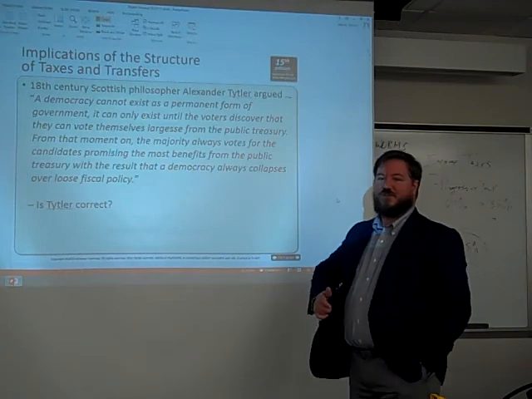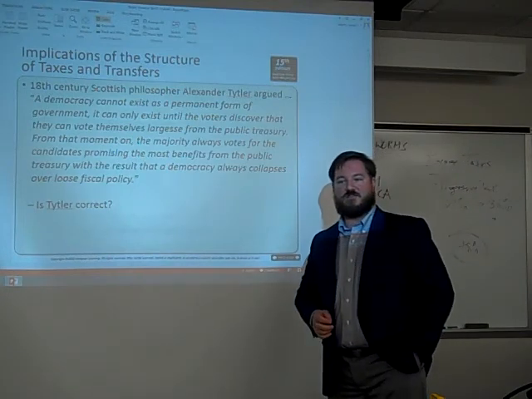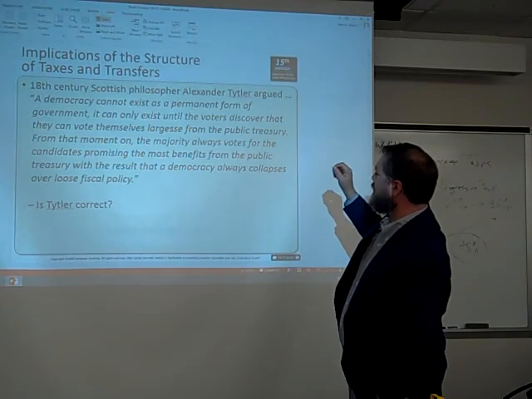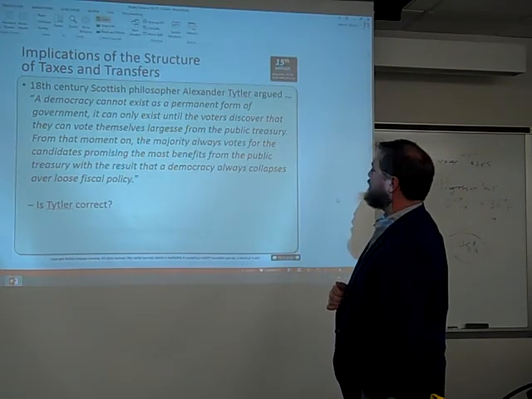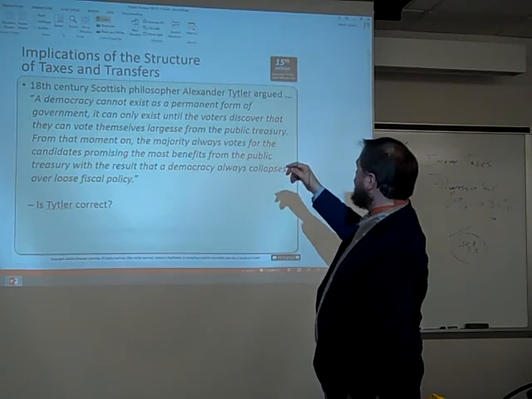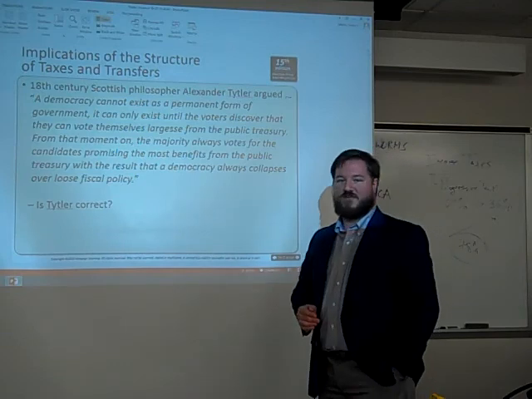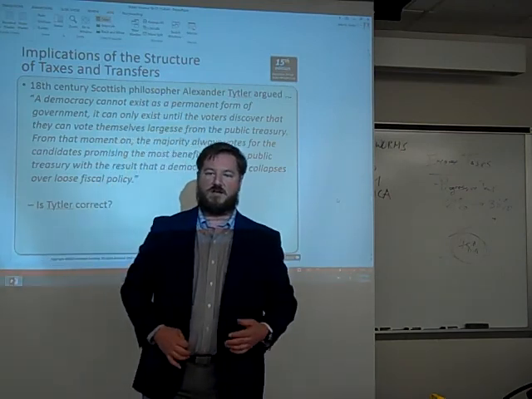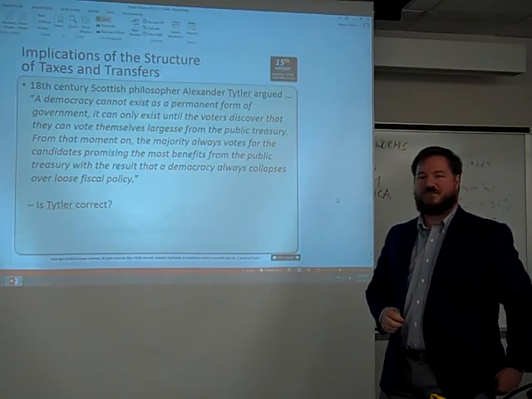The 18th century Scottish philosopher Alexander Tytler, for some reason a lot of exceptional economists of the early days were Scottish, among them Tytler, and of course David Hume and Adam Smith first among them. But Tytler writes, a democracy cannot exist as a permanent form of government. Tytler was not a big believer in democracy. He said it can only exist until the voters discover they can vote themselves largesse, benefits and free stuff from the public treasury. From that moment on, the majority always votes for the candidates promising the most benefits. People always vote for the person who promises you the most free stuff, free school, free food, free health care, free everything, from the public treasury, with a result that a democracy will always collapse, is what Tytler says.